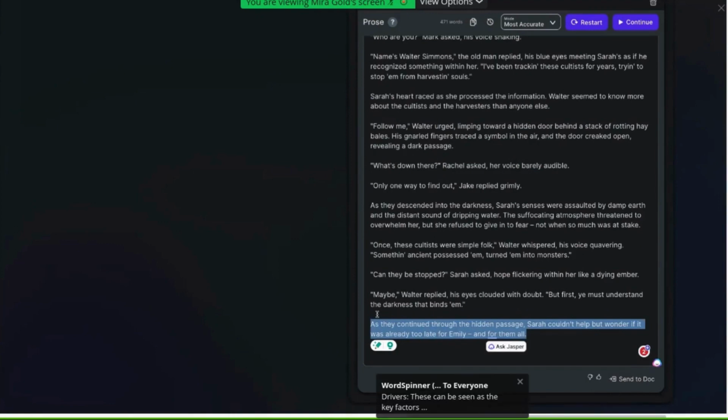So as they continued through the hidden passage, Sarah couldn't help but wonder if it was already too late for Emily and for all of them. Now, that's a little bit better than the typical bows that I see, where we're all in this together, which you'll see with romance. If this was my book that I was writing, I would kill that line and I would end with what Walter says, because that's a better hook. And then I would continue to generate.